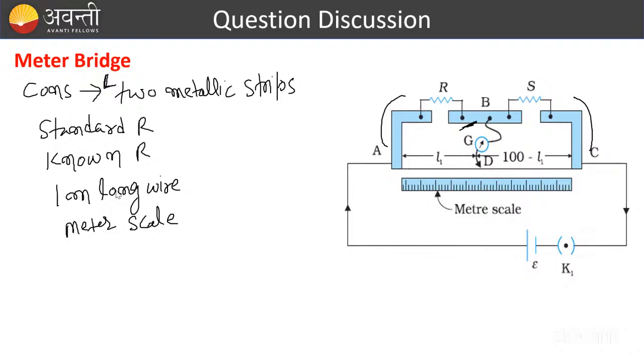Okay. So R here is what? R is your unknown here. And S is what? This is known. What is our target? Our target is to calculate the unknown with the help of S.